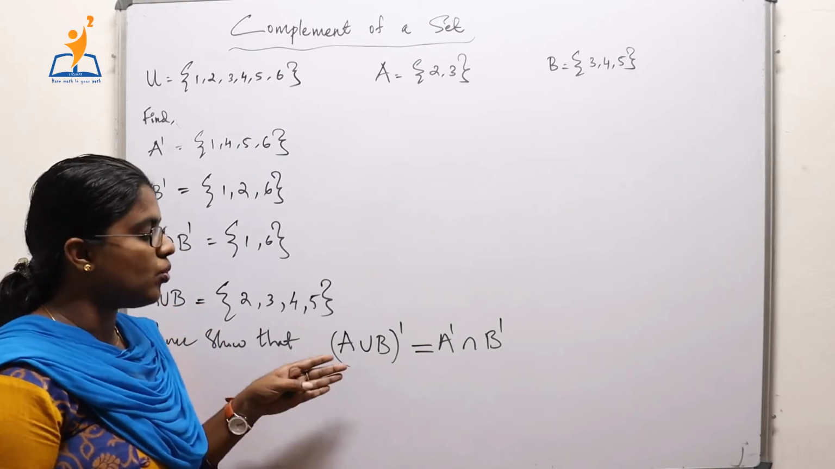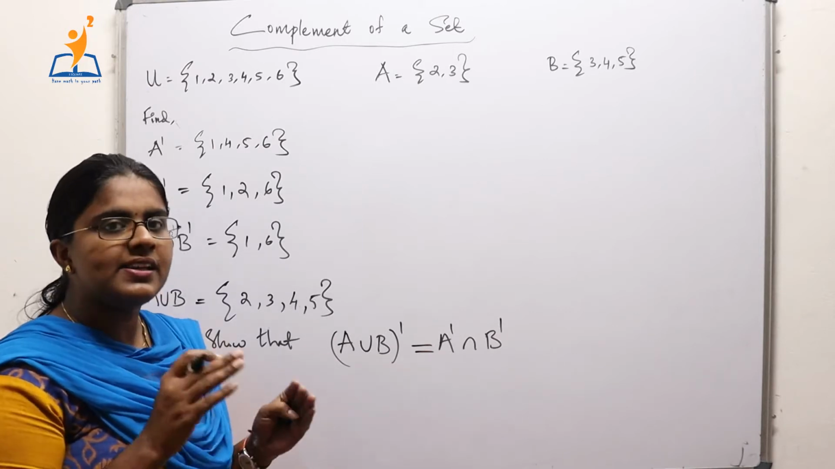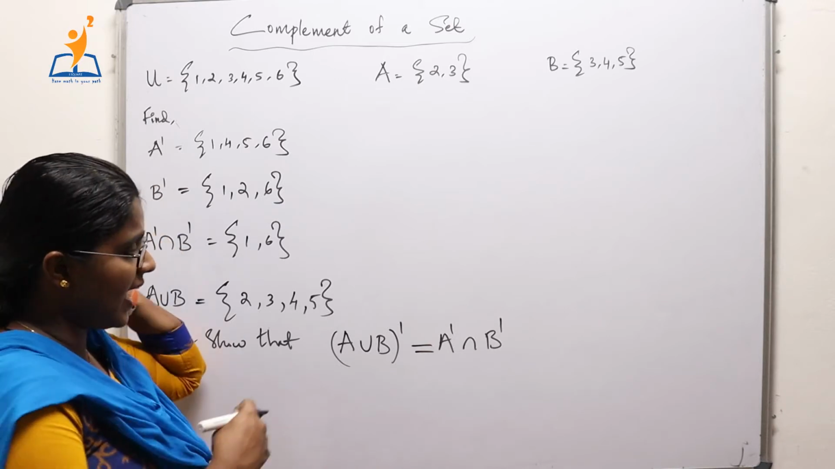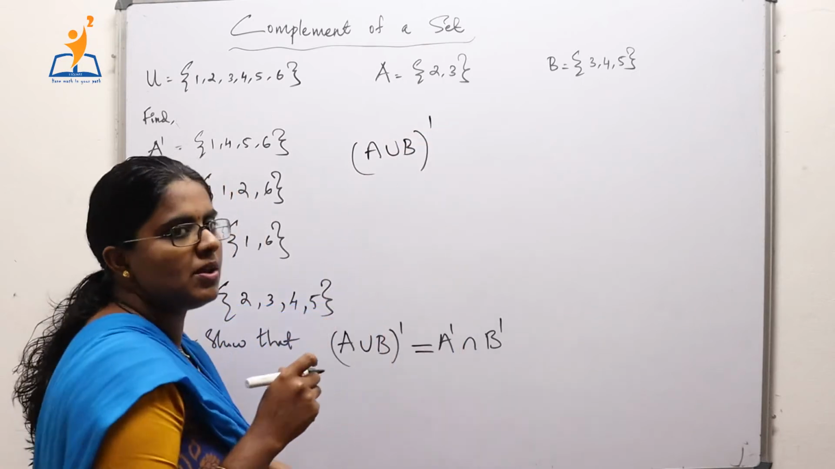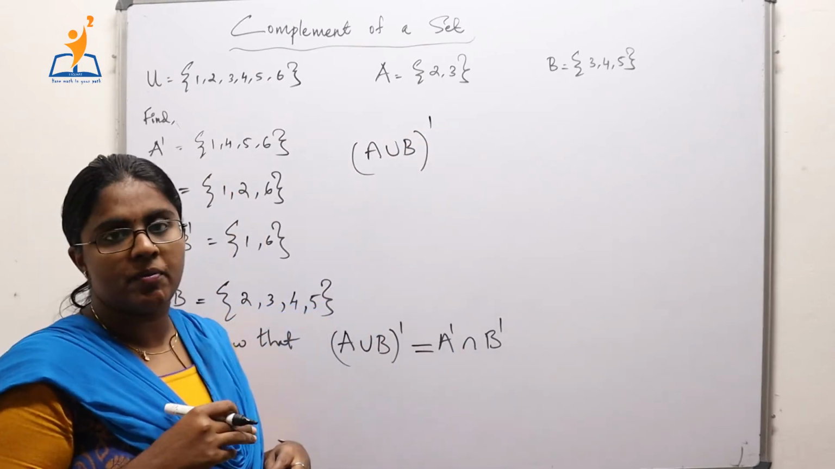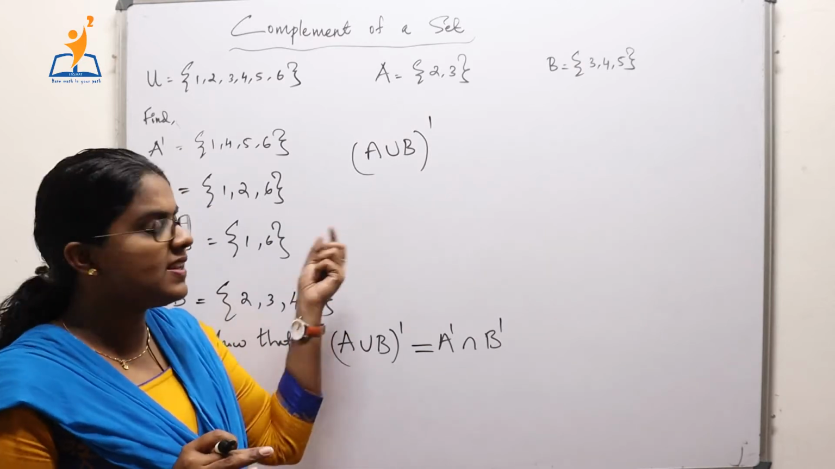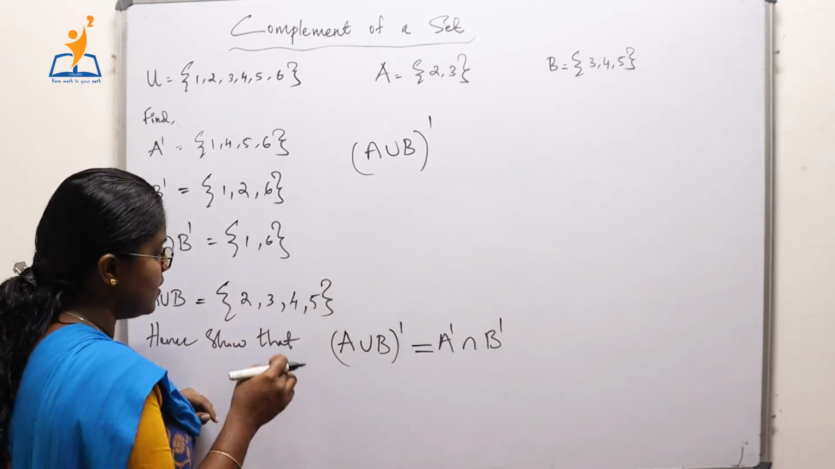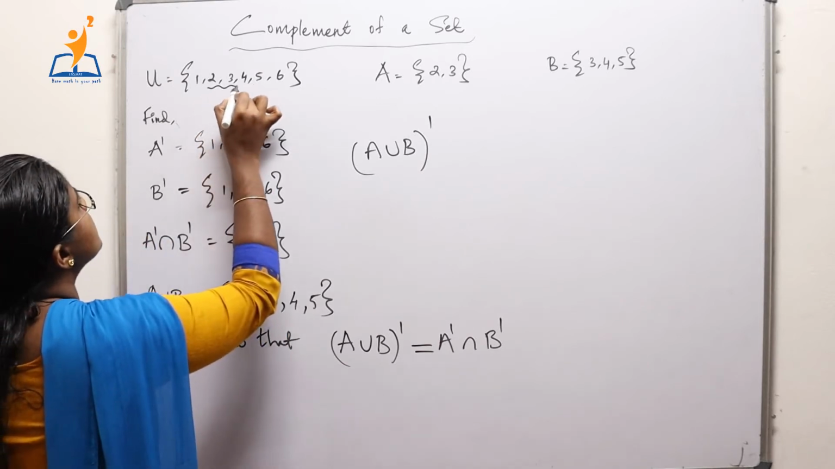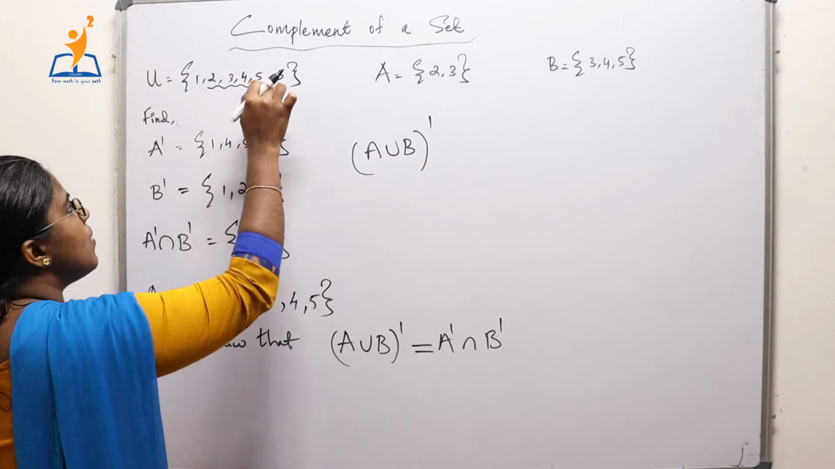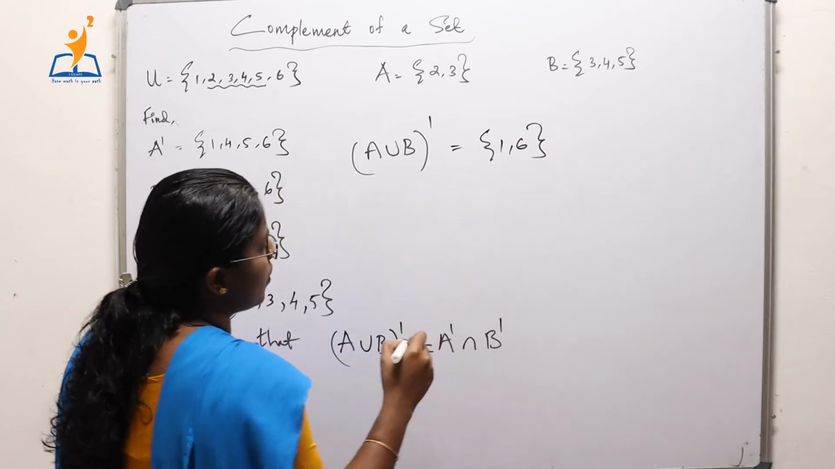Now we want to show that A union B the whole complement is equal to A complement intersection B complement. What is A union B the whole complement? Which elements will be there in A union B whole complement? The set of elements of U which are not present in A union B. That is what is called A union B the whole complement. So 2, 3, 4 and 5 are present in the universal set. So except 2, 3, 4 and 5, we have 1 and 6 in U. So that will be our A union B whole complement.